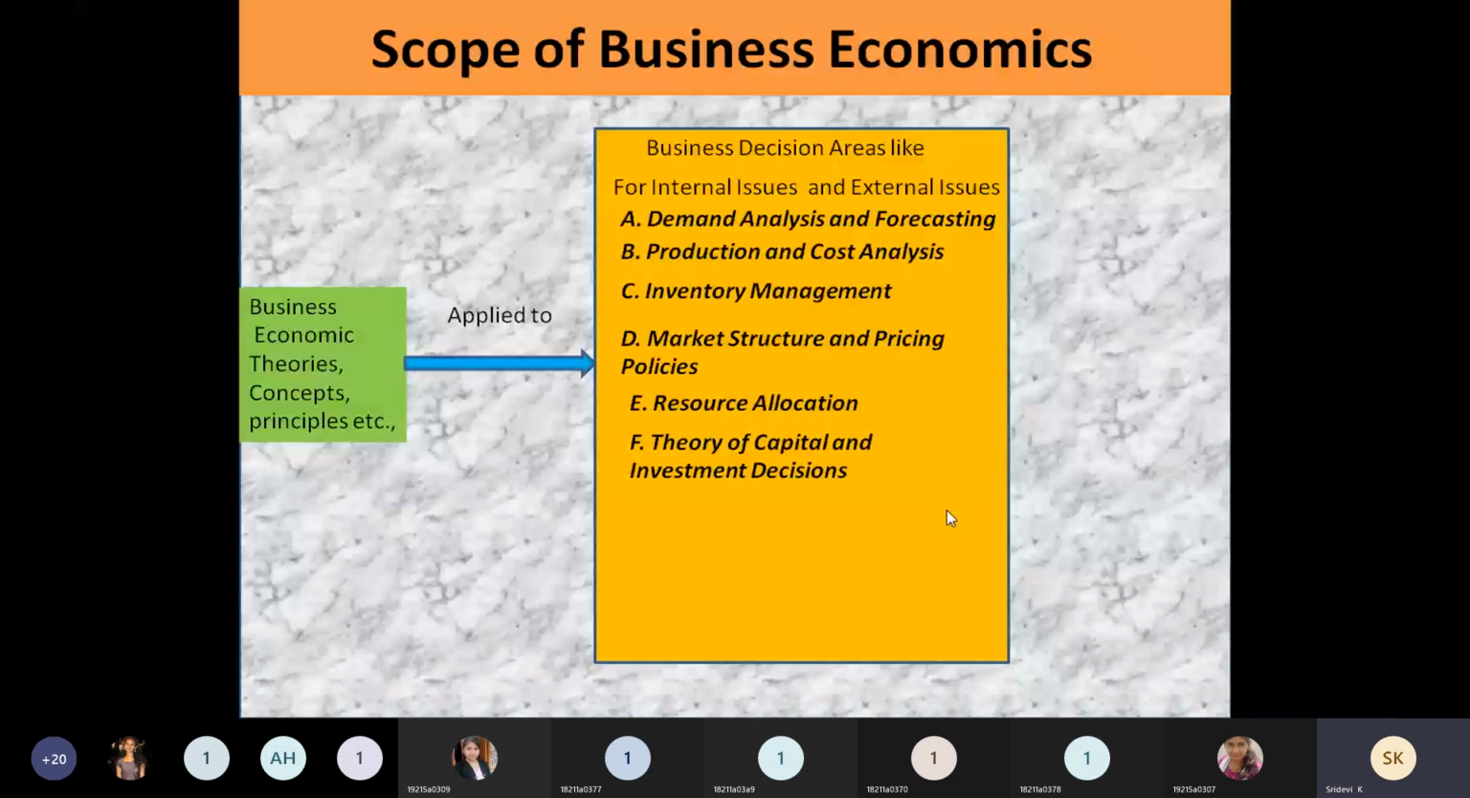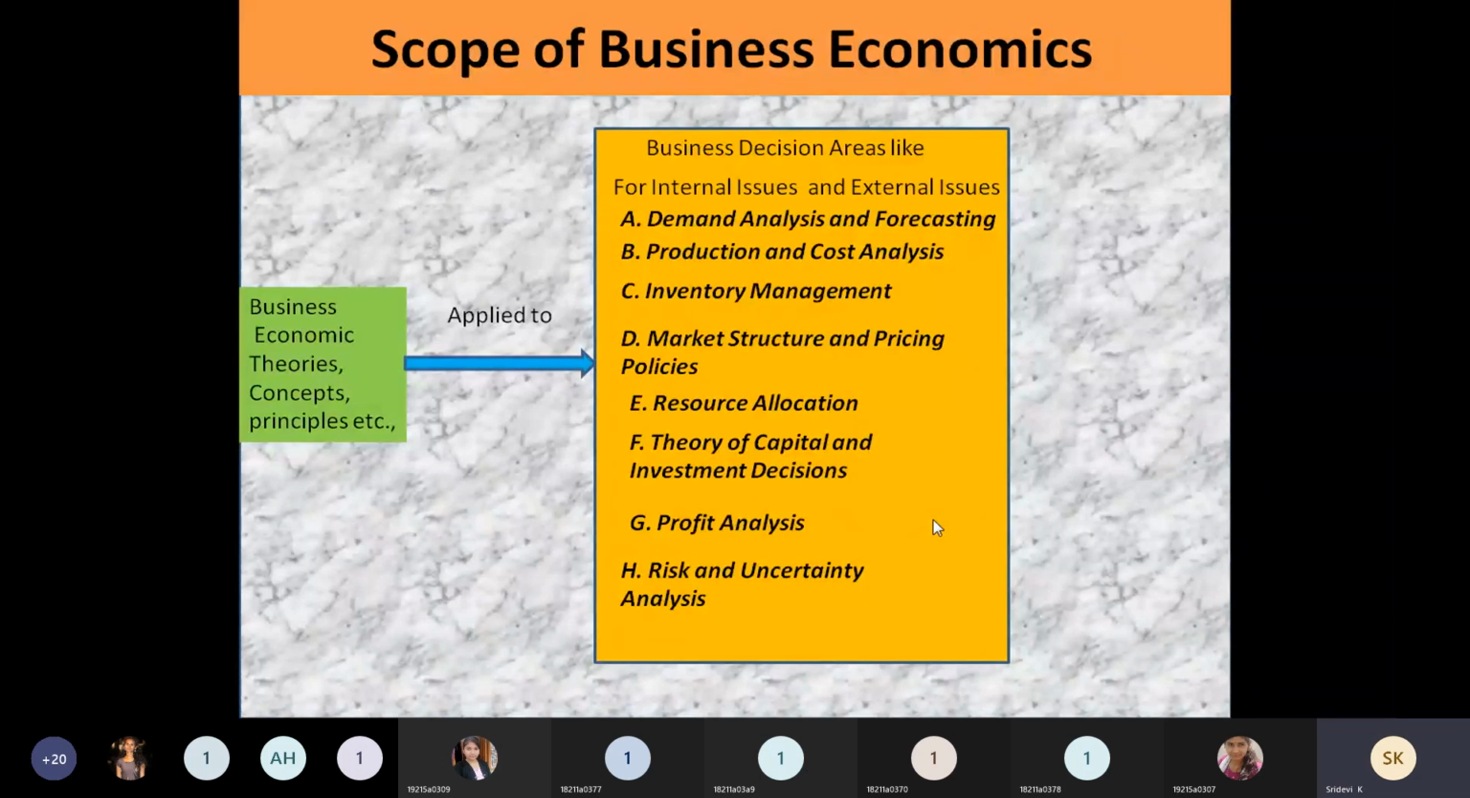And another one is profit analysis. Of course, everyone will be doing business for the sake of profit. So how can this profit be analyzed? If you want to increase the profit, what do you have to do? This will be another problem where you can apply business economics. And the last and foremost will be risk. How to overcome your risk, and in case of uncertainty, how to handle the situations.